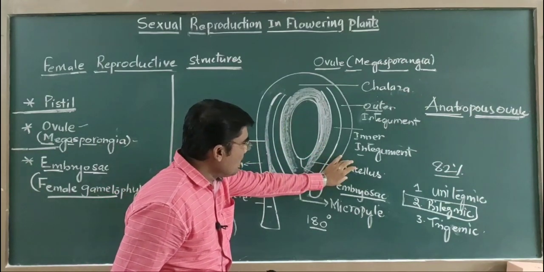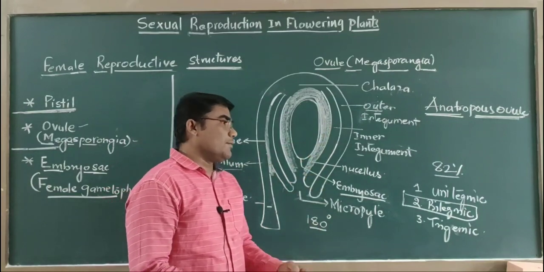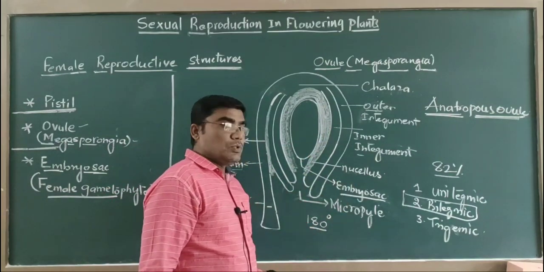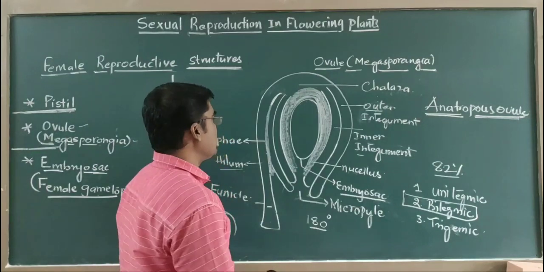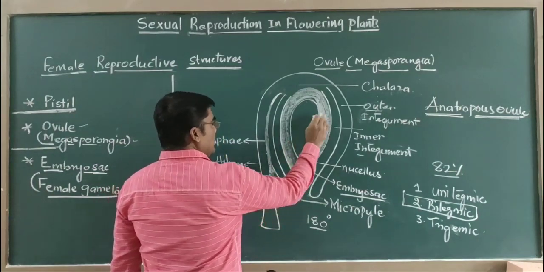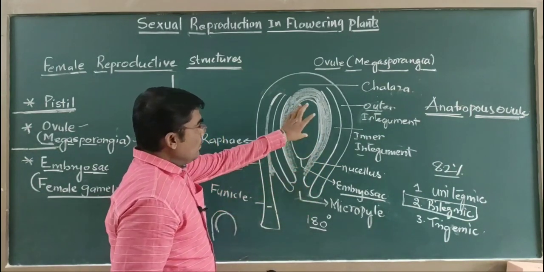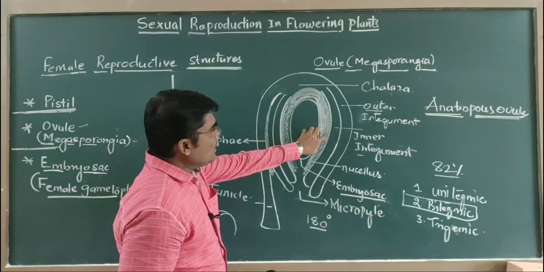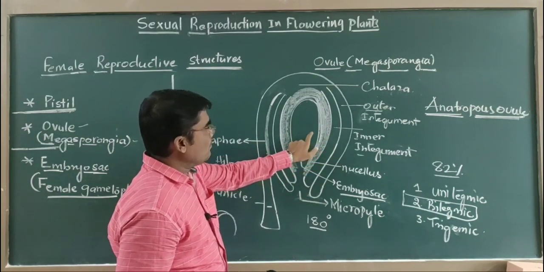This nucellus made up of parenchyma tissue stores the maximum quantity of reserve food materials during the growth of this ovule, during the growth of embryo sac. For the growth of embryo sac, whatever nutrient materials are required, this nucellus is responsible to supply.